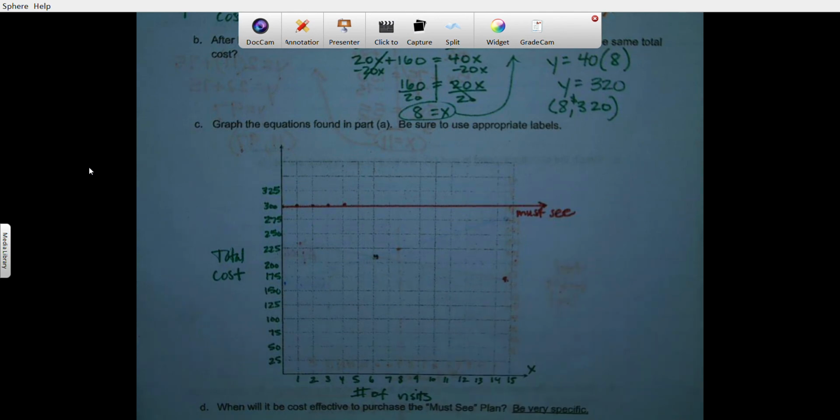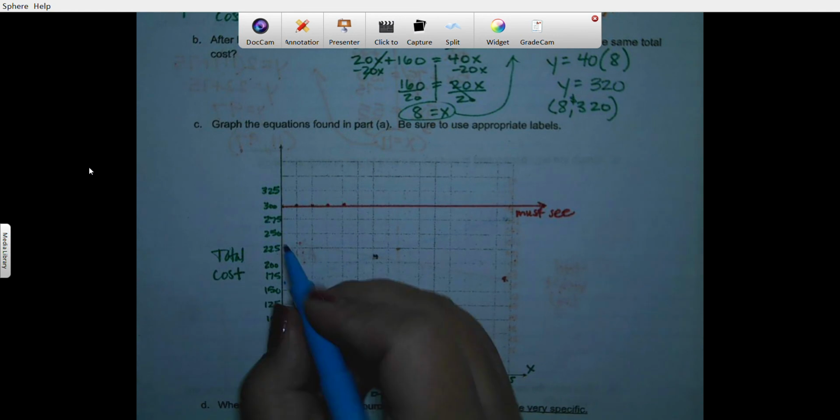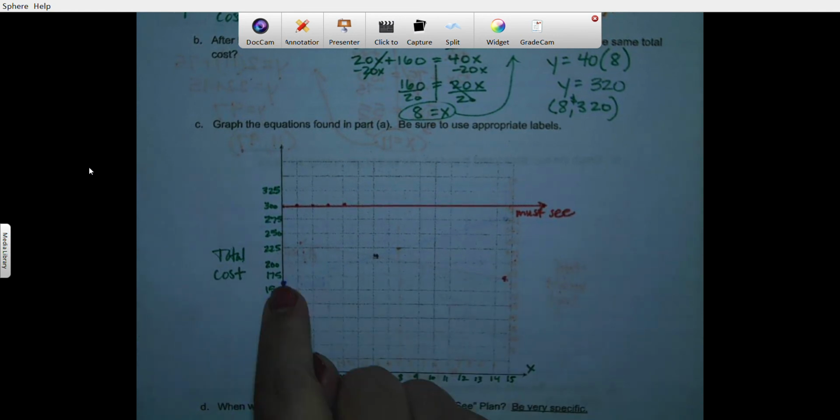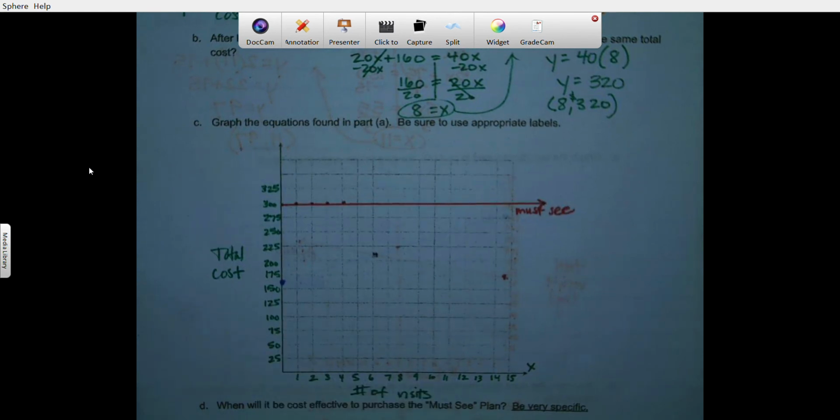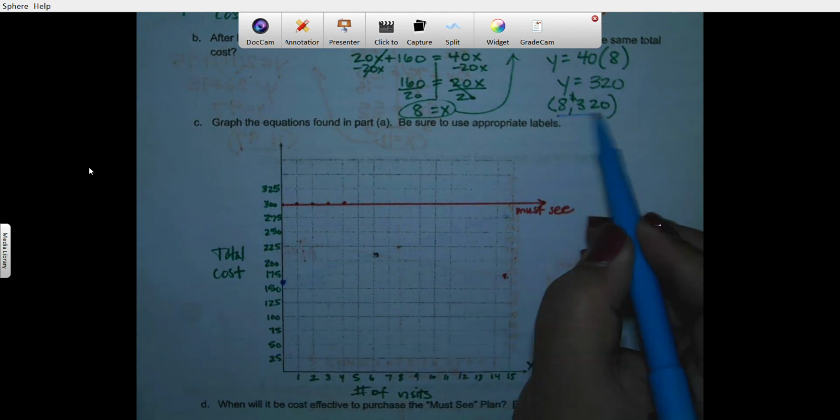Okay, now I have the date night plan. I start my y-intercept with 160. I'm going to have to estimate, yes. And instead of going up $20 and over 1, which would be in the middle, and then in the middle again, and then in the middle again, I'm going to use this point right here.